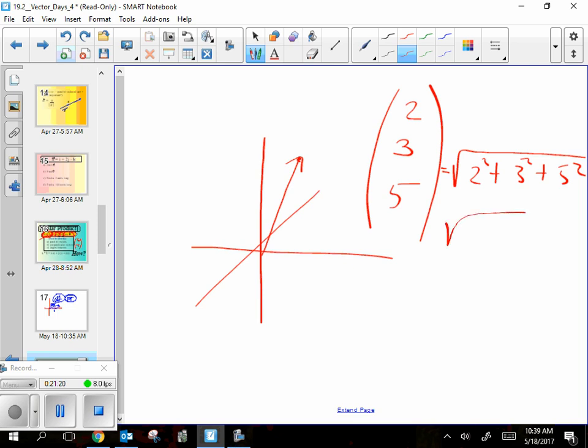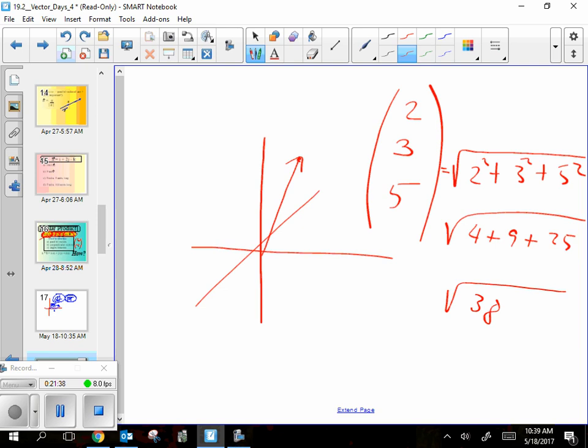So square root of 4 plus 9 plus 25. So square root of 13 and 25 is 38, I think. There we go. I found the magnitude of that vector. Okay.